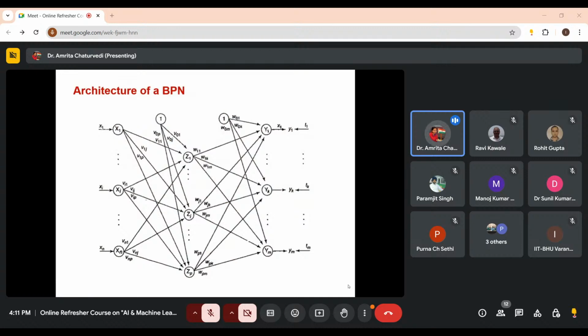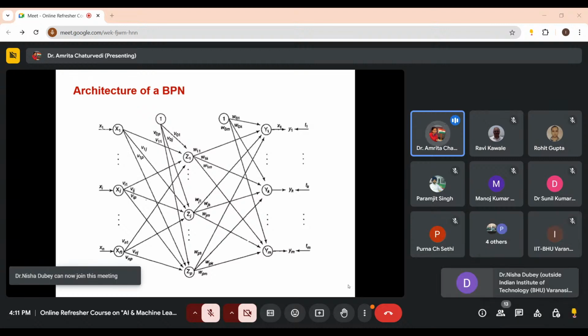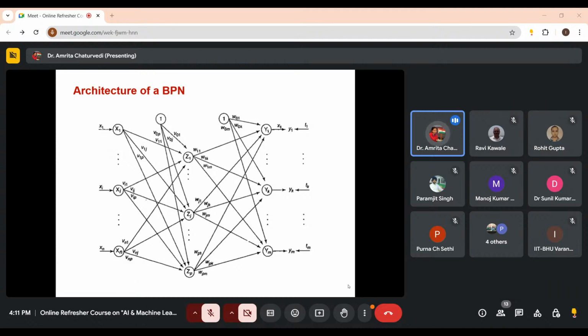This is the architecture of the backpropagation network. You see that we have one input layer comprising neurons x1, x2, x3, and so on up till xn. So we have n neurons in the input layer. Then the hidden layer is there where you have z1, z2, z3, and so on up till zp. So p neurons in the hidden layer. Then y1, y2, y3, and so on up till ym. This is the output layer, with m neurons in the output layer.